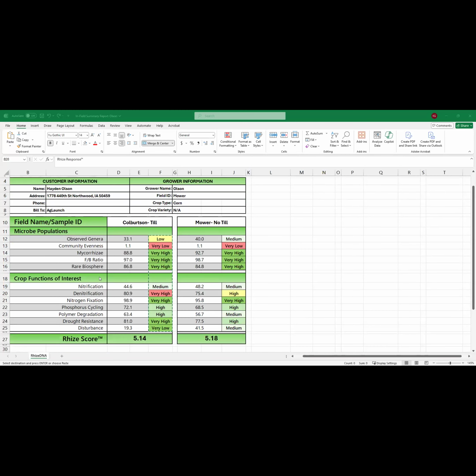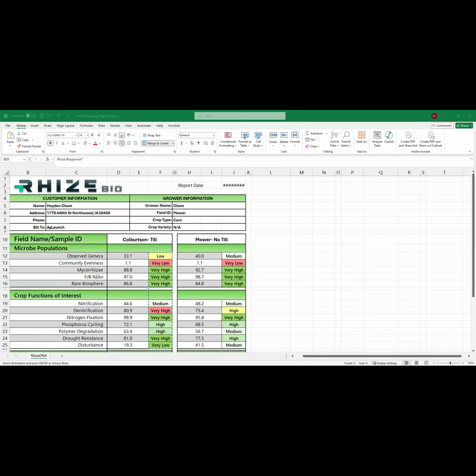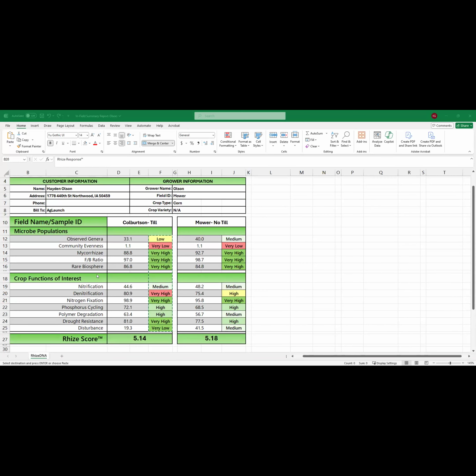All right, so this is going to be Olson. I mentioned this field earlier when I was pointing out some of the greenhouse data, where there was a till field that they very recently leased and a no-till field that they've been running for a while. And these are the in-field rhizosphere results for that.